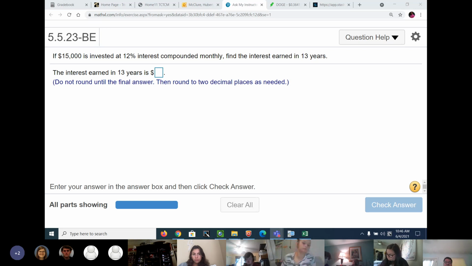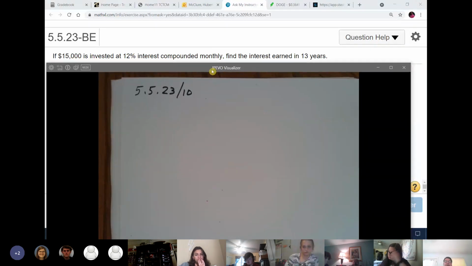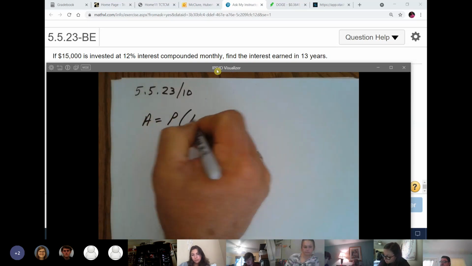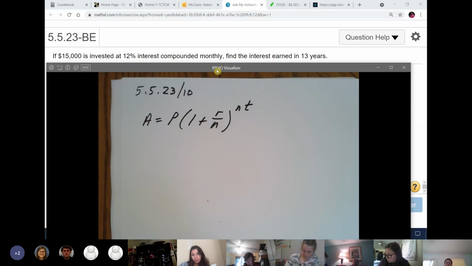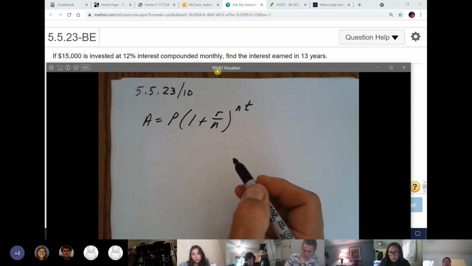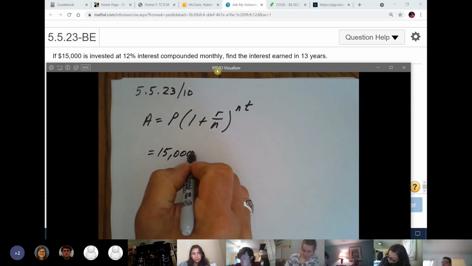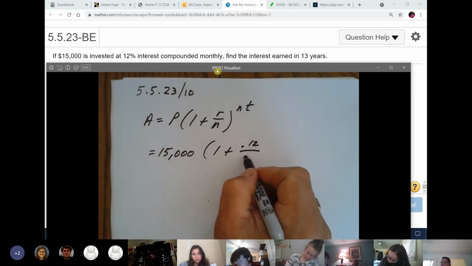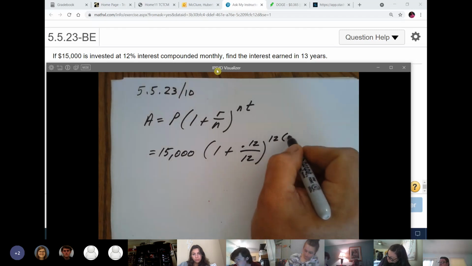All right, so here we go. Y'all know that the formula for compounded interest is A is equal to P times 1 plus R over N raised to the NT power. And you just have to write it down because you're going to do all the work on the calculator. So 15,000 times 1 plus 0.12 over 12 raised to the 12 times 13.